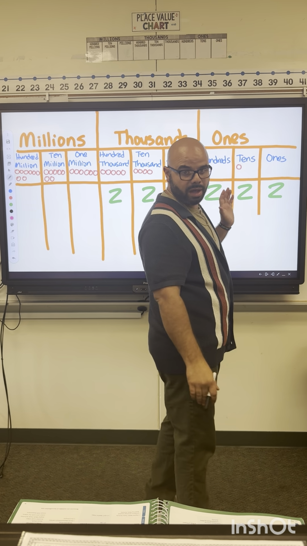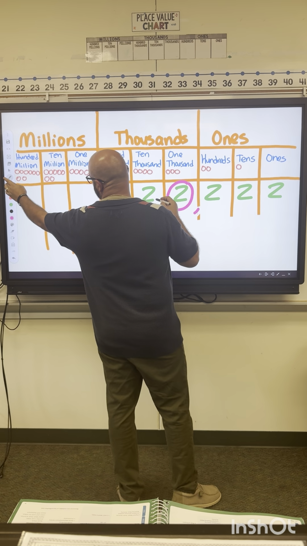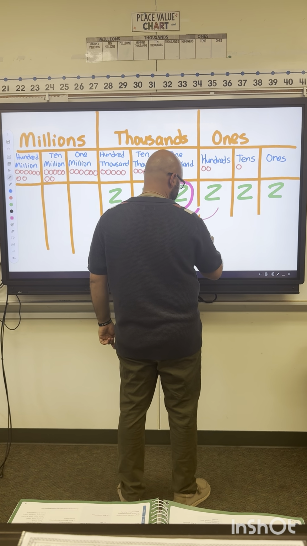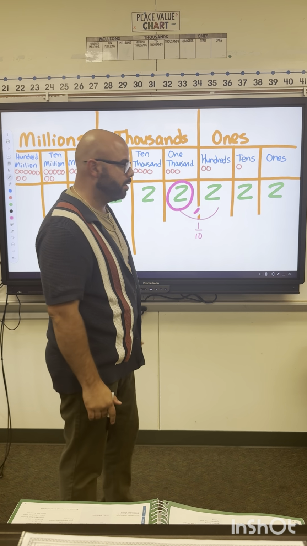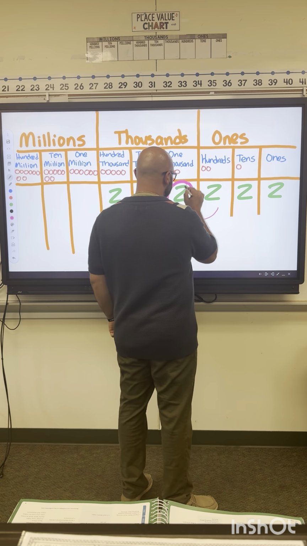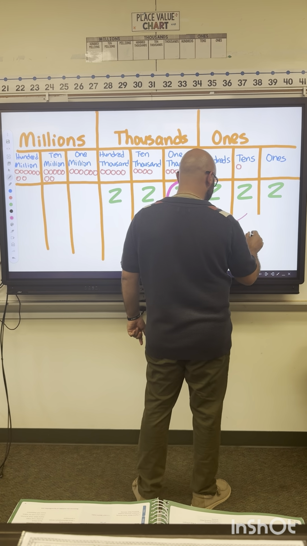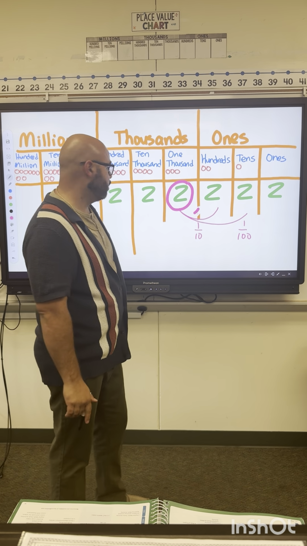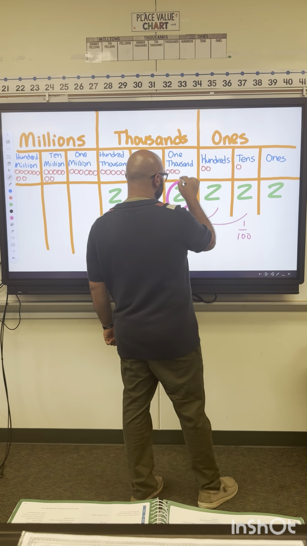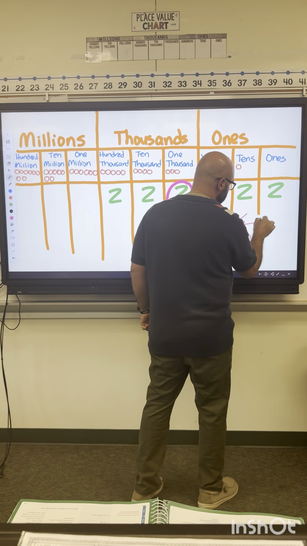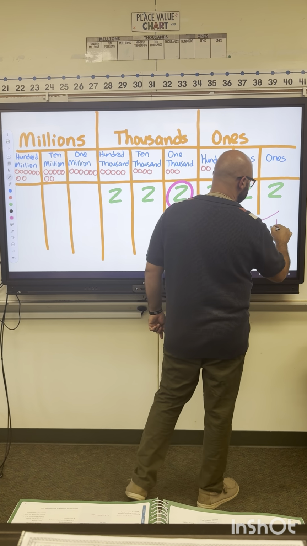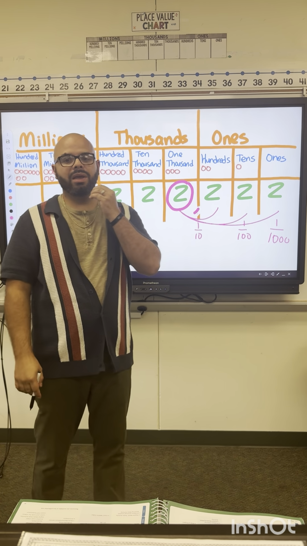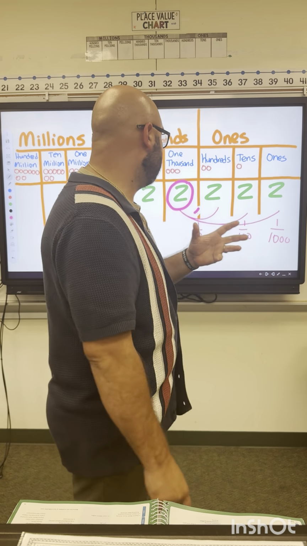From the 2 in the 1,000ths place to the 2 in the 100ths place is 1/10, okay? From the 2 in the 1,000ths place to the 2 in the 10ths place is 1/100th of its value. From the 2 in the 1,000ths place to the 2 in the 1s place, this 2 is 1,000ths less than this 2. Okay, it's just the wording that they get confused on.